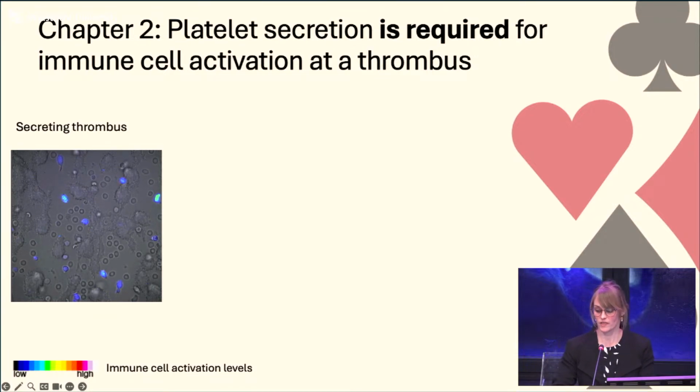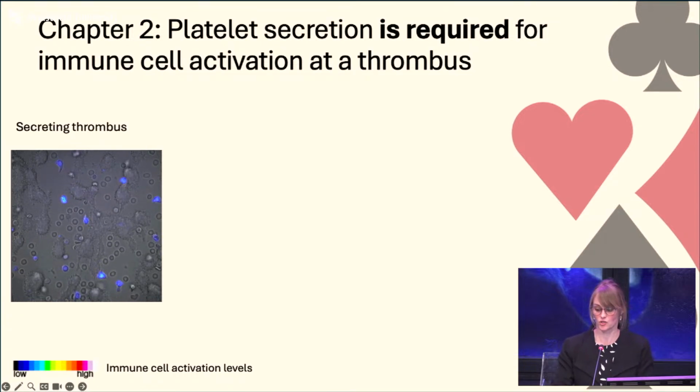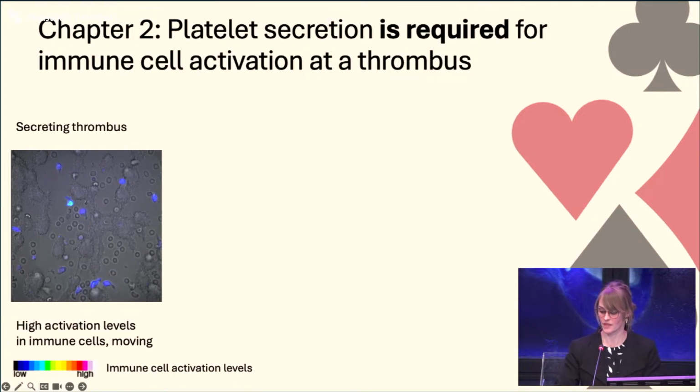Further, we tested if platelet secretion would affect the behavior of the immune cells at the thrombus. For this, we tweaked our model to enrich immune cells at the thrombus by inducing a short period of stasis. We loaded the immune cells with a fluorescent dye that lights up when the cells get activated, shown in the rainbow colors. We can also monitor the movement of the cells, and in a normal secreting thrombus, we observe high activation levels in the immune cells and lots of movement.